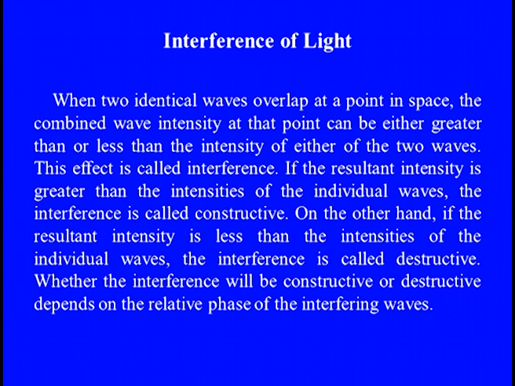If the resultant intensity is greater than the intensities of the individual waves, the interference is called constructive. On the other hand, if the resultant intensity is less than the intensities of the individual waves, the interference is called destructive. Whether the interference will be constructive or destructive depends on the relative phase of the interfering waves.